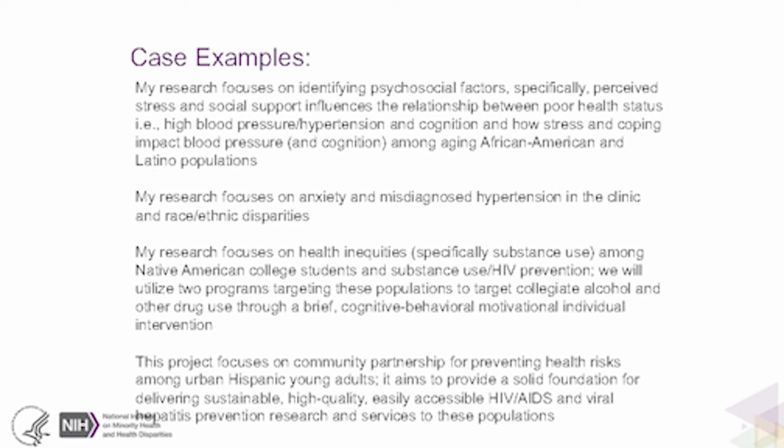Several other examples, and we'll go through these very quickly, is research focused on identifying psychosocial factors, specifically perceived stress and social support influences that have an impact on the relationship between poor health status, high blood pressure, hypertension, and cognition, and how stress and coping impact blood pressure and cognition among aging African American and Latino populations. Well, this particular interest could be of interest to many areas. You could be of interest to mental health, for example, to the Institute on Heart, Lung, and Blood. It could also be of interest to the National Institute on Aging, because it looks at aging African American and Latino populations.